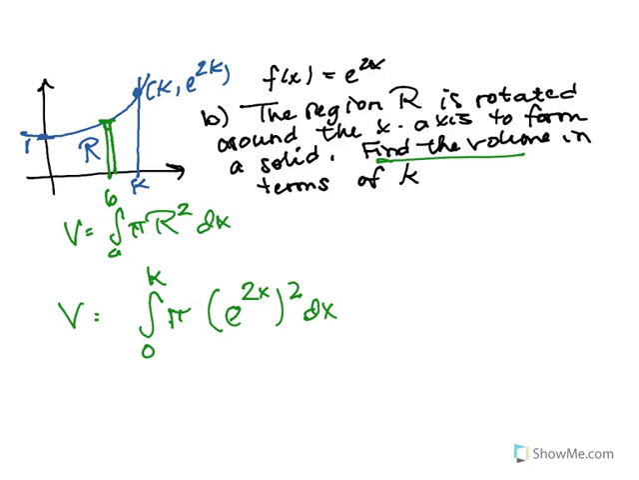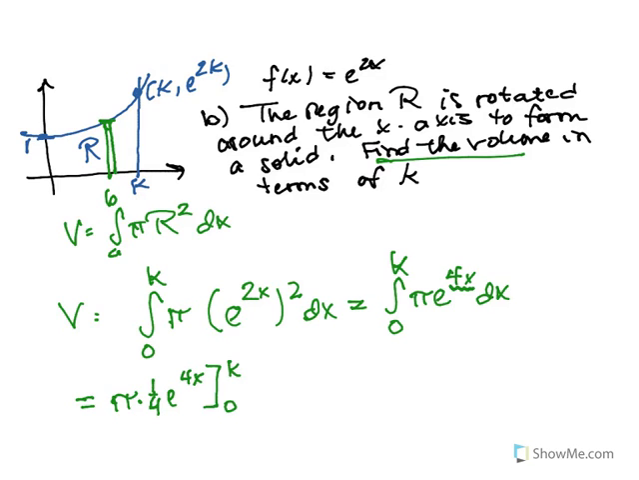Now on this question it does ask us to find the volume, so we need to actually evaluate this integral. To do that, I'm going to rewrite it as pi times e to the 4x dx, because that's 2x squared, so I'll multiply those powers. And then when we integrate this, the pi is just a constant, so it's going to stay. And then when I integrate e to the 4x, we're going to do a u sub, where our u is 4x, which means my du would be 4, so I'm going to multiply times 1/4, and then e to the 4x. And we want to evaluate this from 0 to k.